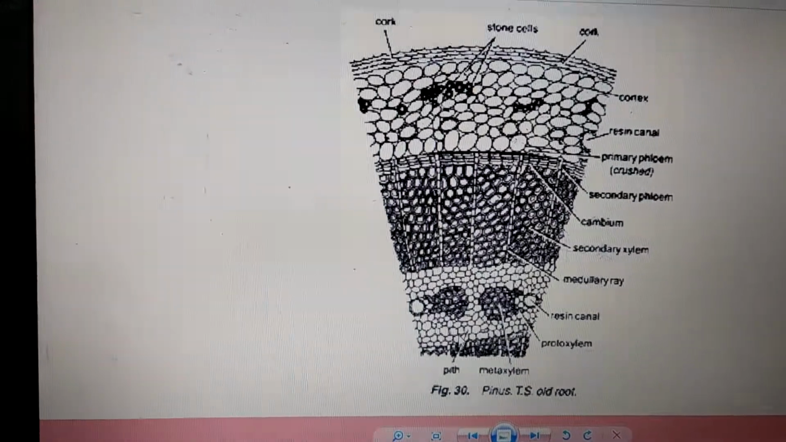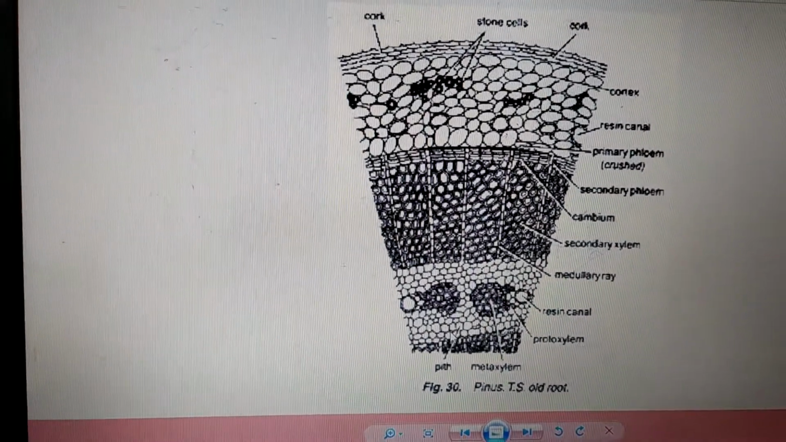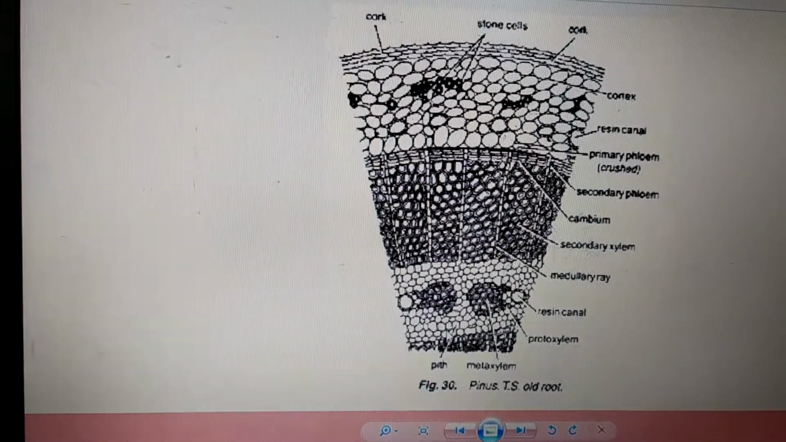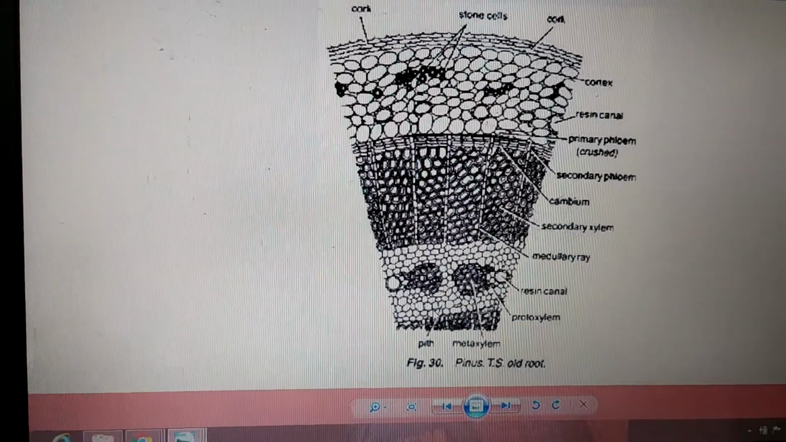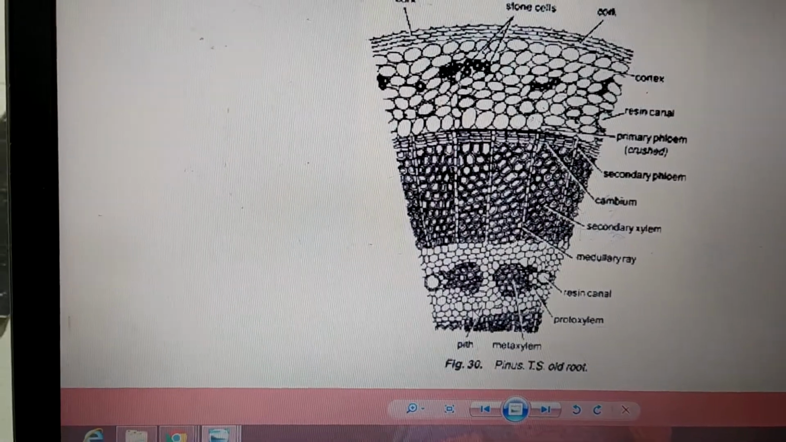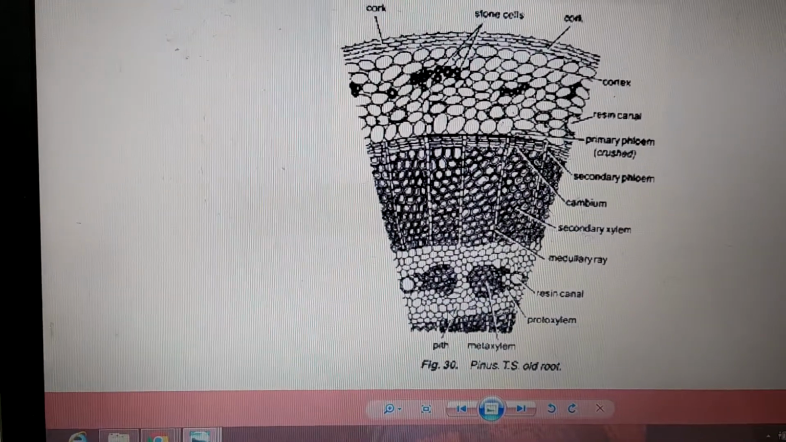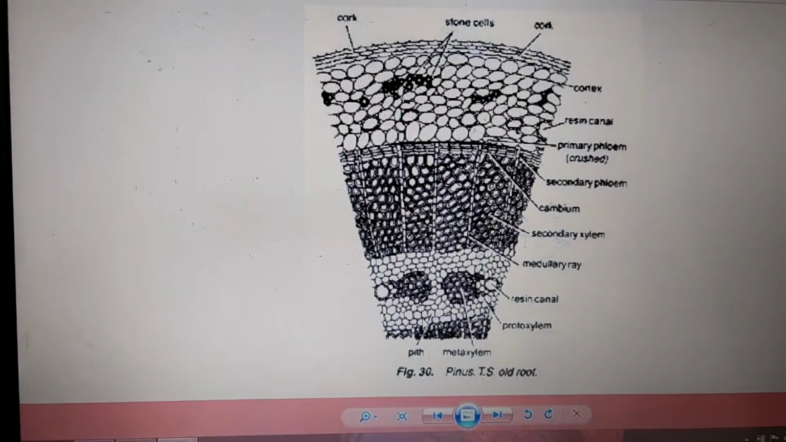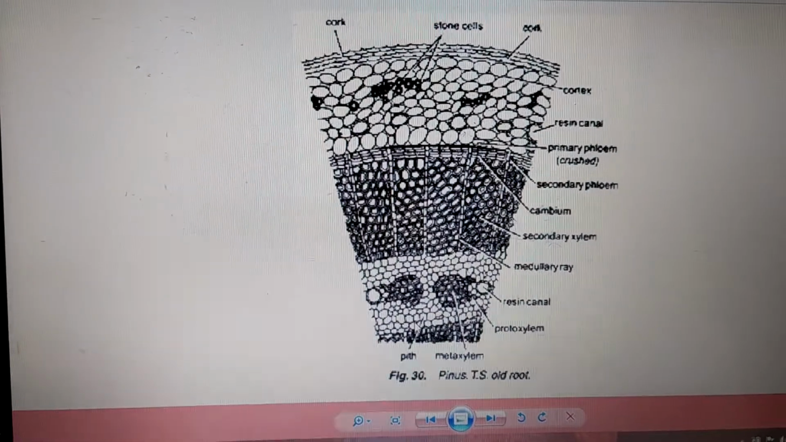And the xylem is the same as in young roots. It is going to form a bifurcated, Y-shaped structure where we can see these resin canals. So this was a description regarding the old root and the young root of Pinus. Thank you.